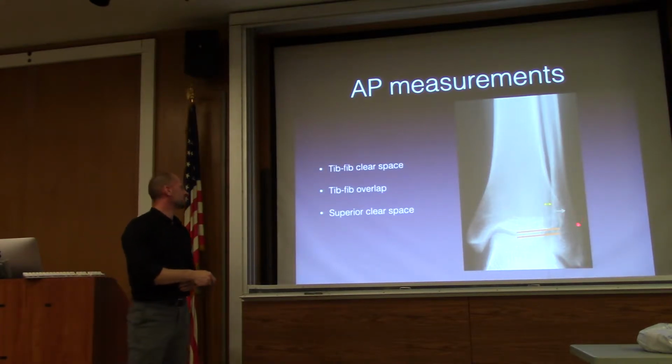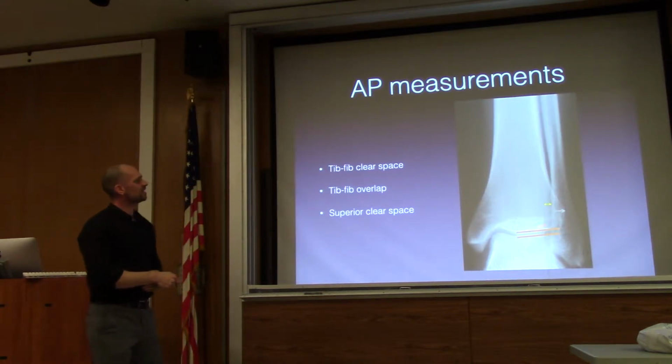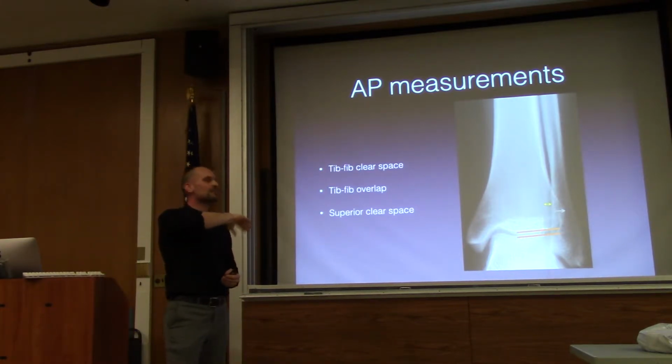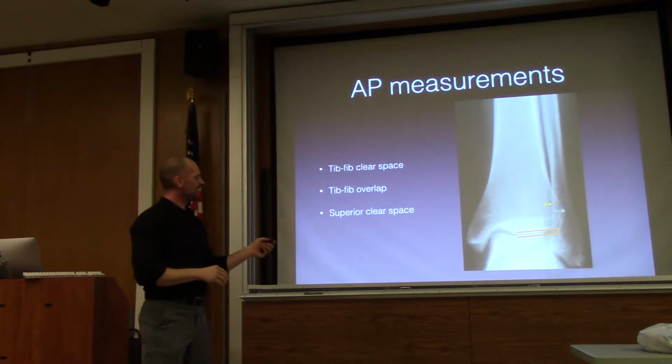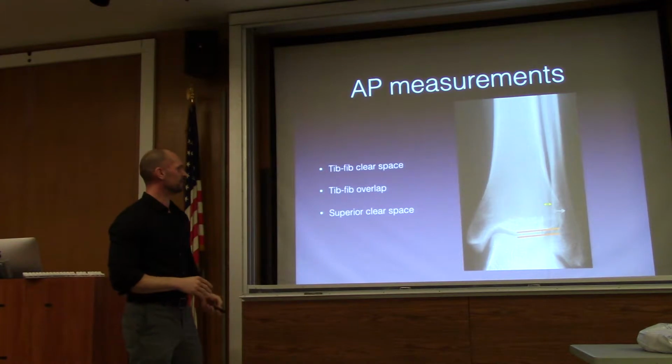This right here is the tip fib clear space. This is the tip fib overlap. Superior clear space is something that I just wanted to make sure you're focusing on, to make sure that there's some kind of congruency, some kind of equidistance between the articulation of the talus and the tibial bone.